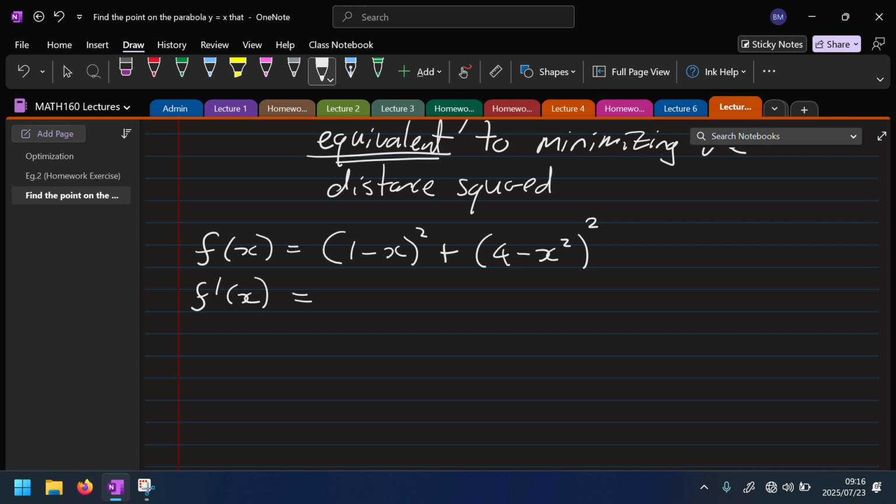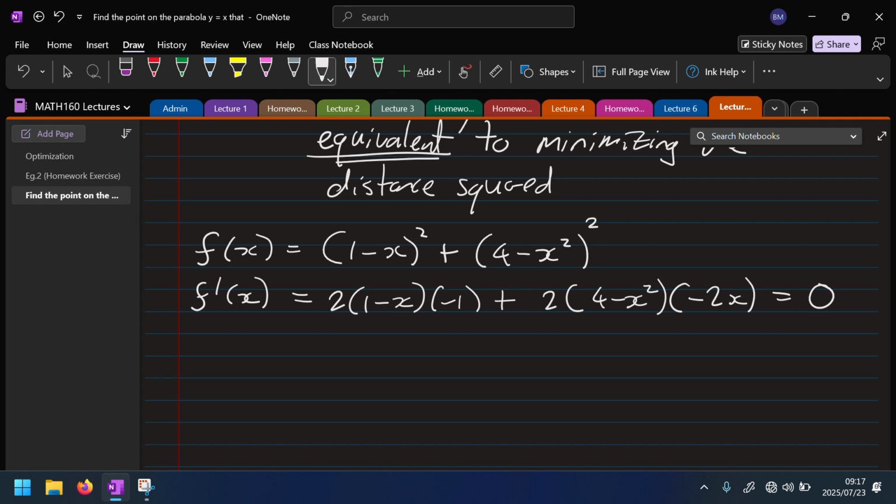We've got a bit of a chain rule situation here. So for (1 minus x) squared, the 2 is going to come down, so it will be 2(1 minus x), and then on the inside, the derivative of minus x will be minus 1. Plus, then again, the 2 is going to come down, so we've got 2(4 minus x squared) to the 1 now, and then the derivative of the inside, that will be minus 2x. And all of that's going to be 0.